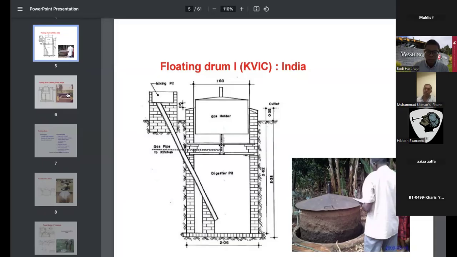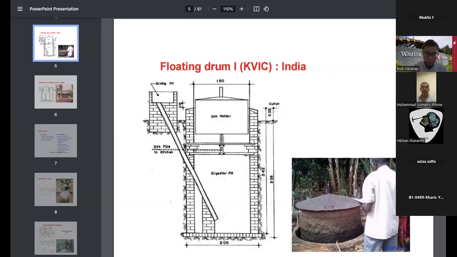In this type of biogas plant, there is a floating gas holder. As the breakdown of organic waste takes place inside the digester, it produces gas, and with the gas pressure the drum moves upward. When the pressure of the gas reduces, the floating drum goes downward. The main advantage of the floating drum biogas plant is that the gas pressure remains constant.